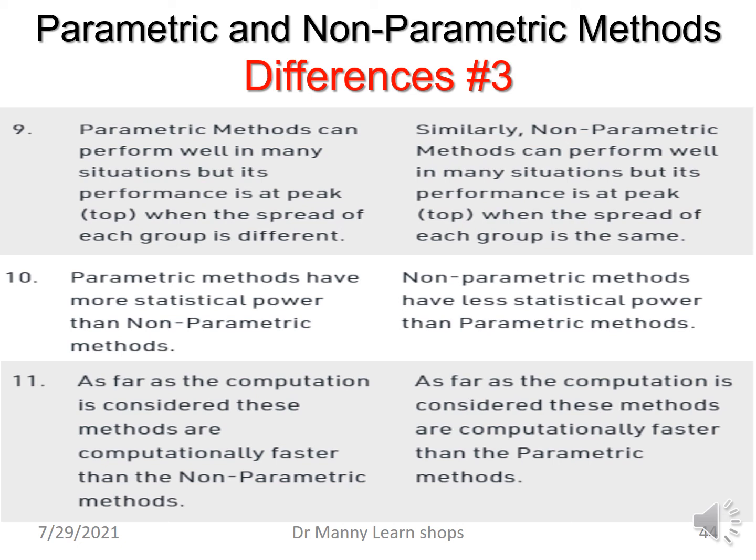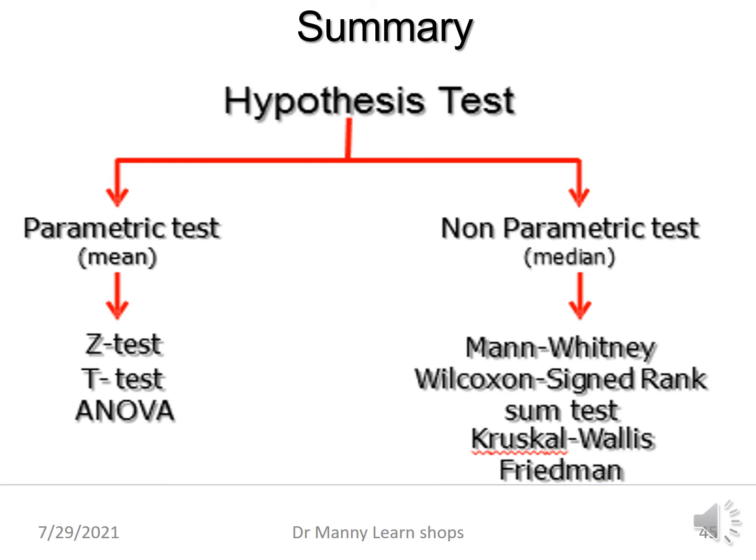In relation to computation, parametric methods are considered to be computationally faster than non-parametric methods. So in summary, when you're hypothesis testing, parametric tests the mean, using the z-test, t-test and ANOVA. Non-parametric methods use the median, which could include the Mann-Whitney, Wilcoxon rank-sum test, Kruskal-Wallis, Friedman.